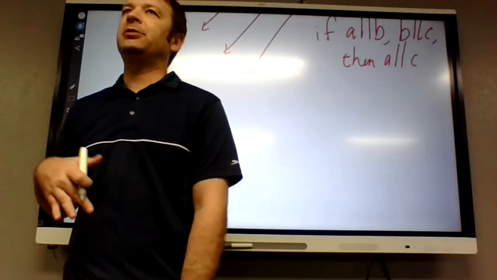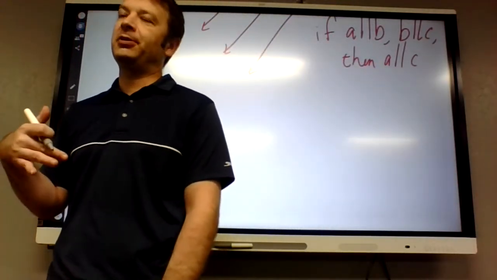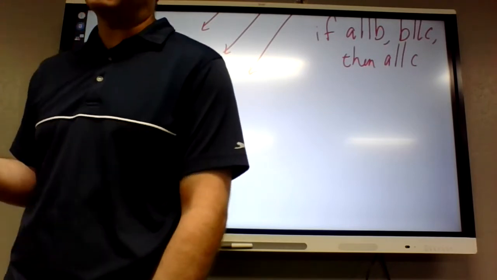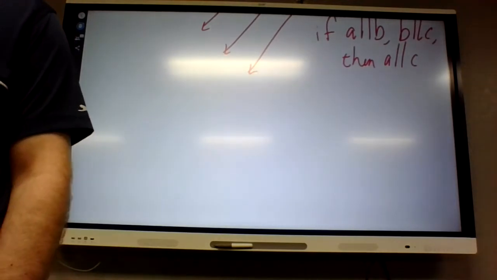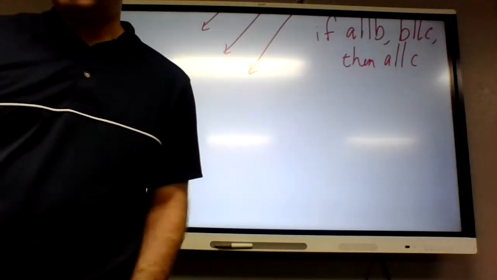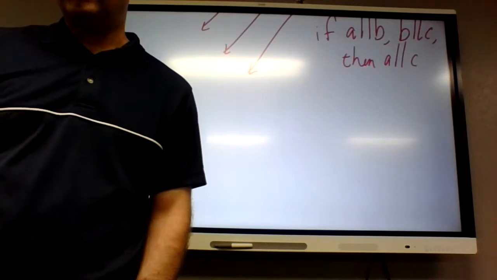Like, corresponding angles are congruent, so the lines are parallel. That's a theorem, or that's actually a postulate. That's a postulate, but you don't have to know a name for the postulate. You just say it.